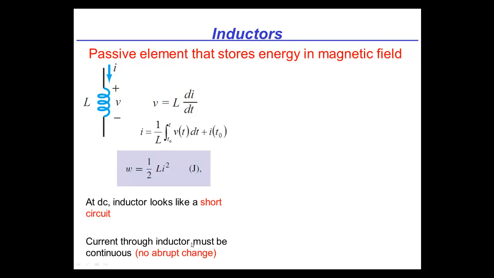And remember that for a capacitor, voltage across a capacitor must be continuous, no abrupt change. The other two do not have that constraint. So voltage on an inductor does not have the constraint that current does. You can abruptly change a voltage across an inductor. Correct. And oppositely for a capacitor.